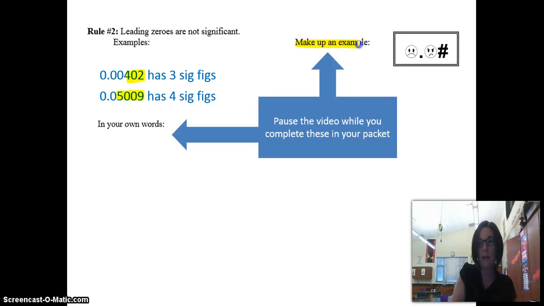So take a minute. Make up your own example. This time you can have 2 types of zeros if you like. Make sure you put leading zeros, and then if you want to put rule number 1, I call those sandwiched zeros, you can, and then indicate how many significant figures you made up. Then in this one, make up this in your own words. Maybe you don't call them leading zeros. Maybe you say zeros in the front. Maybe you say zeros before. Just pause the video, write these in, and then hit play.